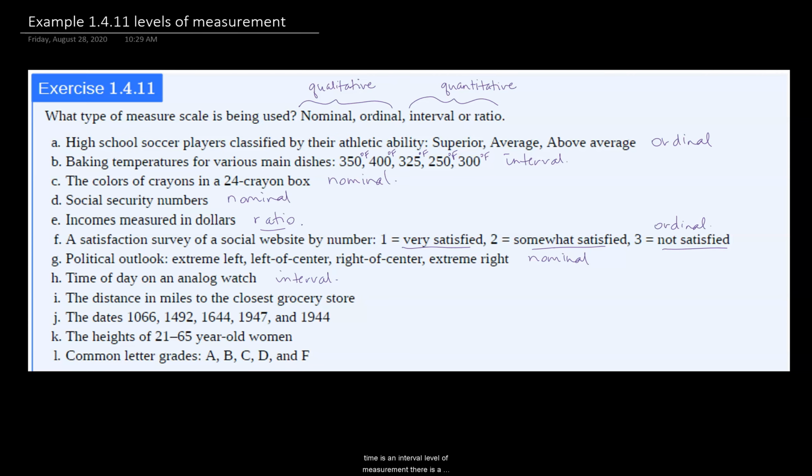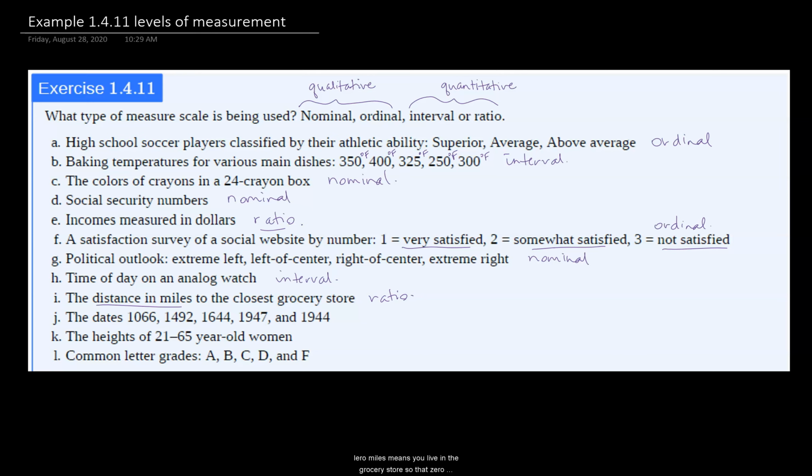There is a difference between the times: 3:58 is 5 minutes later than 3:53. So we have a subtraction that makes sense, but we don't have a natural zero. I, the distance in miles to the closest grocery store. Distance is measured in miles. 0 miles means you live in the grocery store. So that 0 is meaningful. We have a ratio level of measurement.